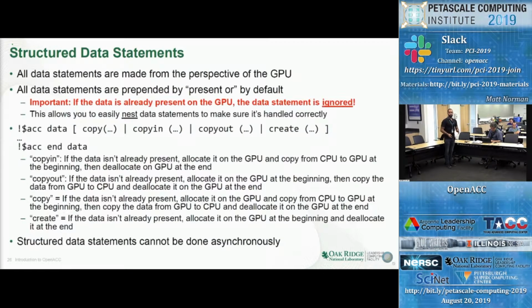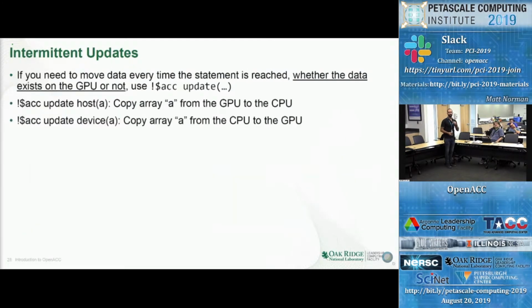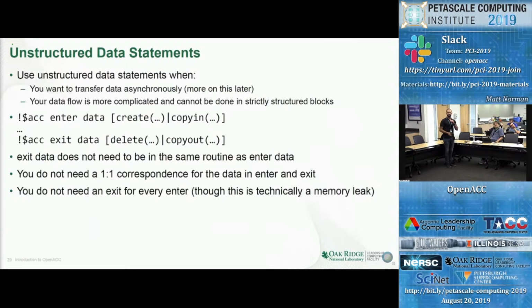Earlier, I was talking about structured data statements. So we have an ACC data and an ACC end data, whereas in C you would have an ACC data with two brackets. There are also unstructured data statements in OpenACC, where you can do an enter data and an exit data. The semantics of these are slightly different, but I'm not going to get into that in this presentation.